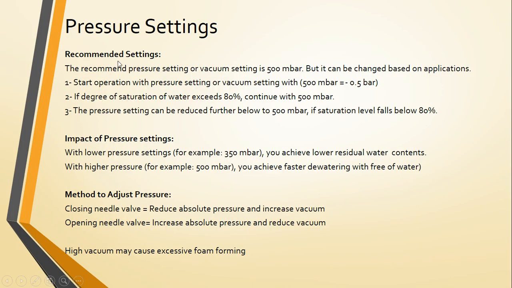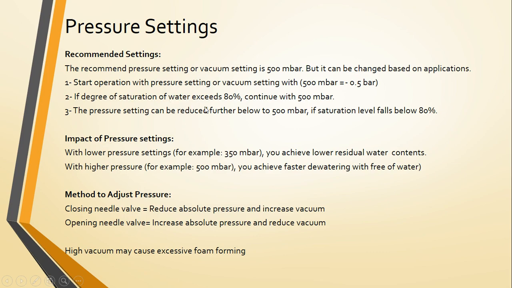Pressure settings. You can adjust pressure in two ways with the help of the needle valve. If you close the needle valve, pressure will reduce and vacuum will increase. If you open the needle valve, pressure will increase and vacuum will reduce. The recommended pressure setting is 500 millibar. With this setting, you will achieve faster dewatering. But if you select a pressure setting below 500, you will achieve lower residual water content, like there will be some water content in the oil.